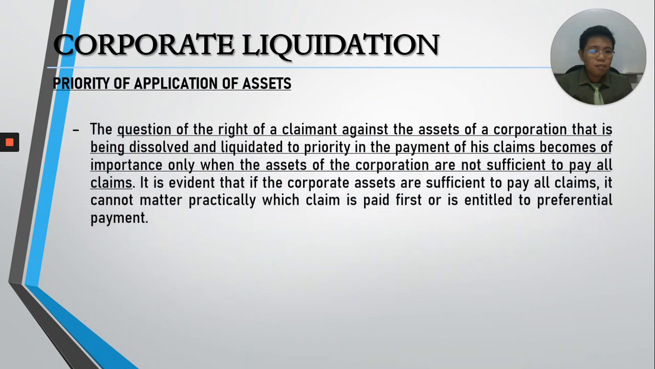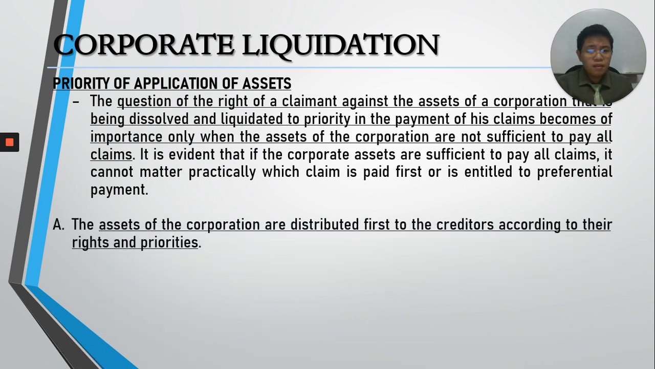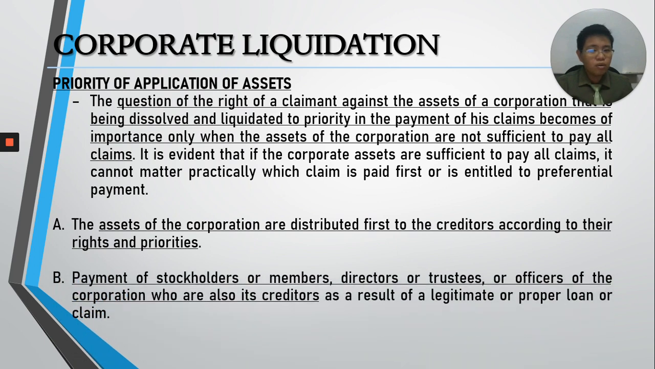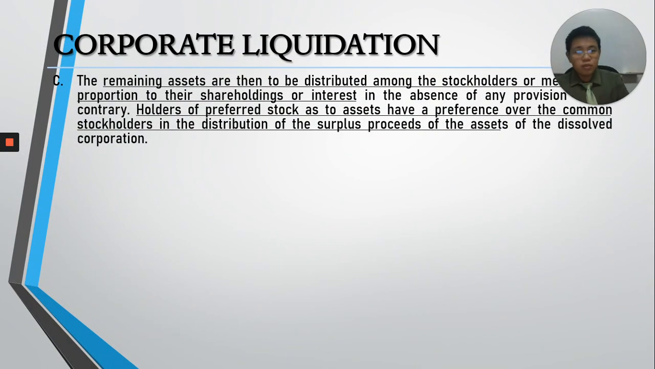Anyway, in the application of assets, wala tayong problema if the assets are sufficient to defray all the liabilities. Kung mababayaran lahat ng liabilities, wala nang priority kasi mababayaran lahat. Pero nagkakaroon lang ng significance yung priority of payment if the assets are not sufficient to pay all the claims. So anyway, pagka priority, ang unang babayaran, creditors according to the rights and priorities, stockholders, members, etc., who are also creditors because nangutang sa kanila yung corporation. What else? The remaining assets to be distributed among the stockholders or members in proportion to their shareholdings. So babalik na yung mga shareholdings or interest in the absence of any provision to the contrary.